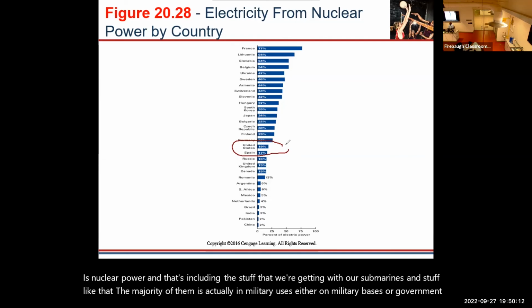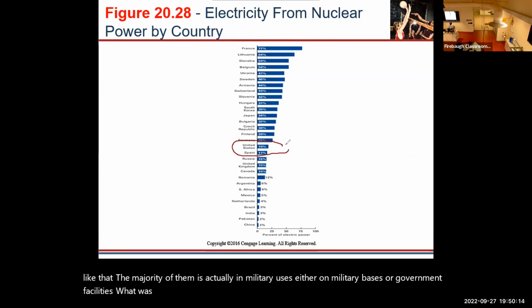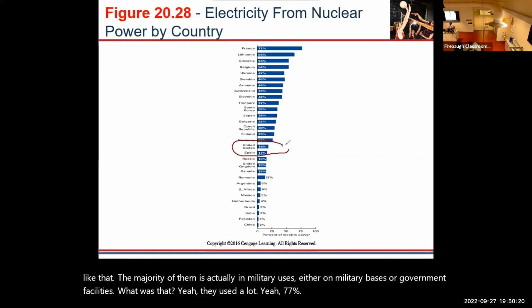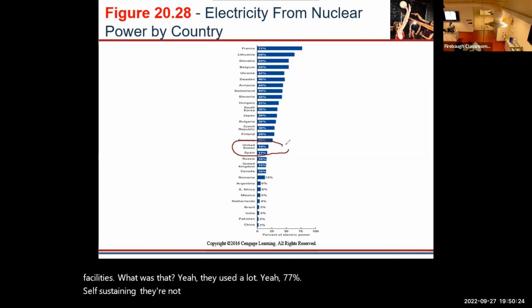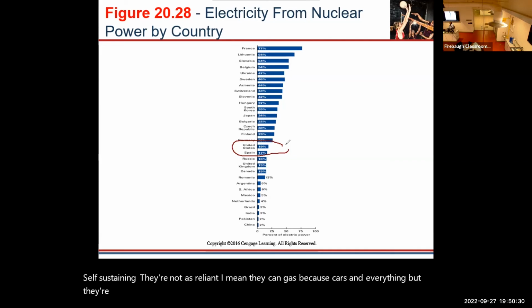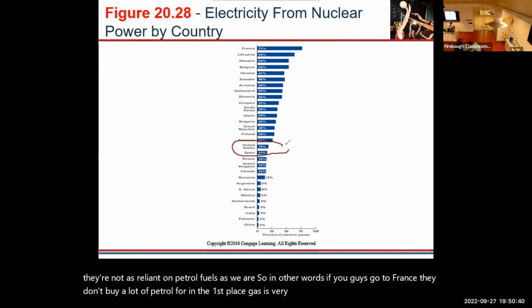Yeah, it's about 77% for France. That country is self-sustaining. They need gas because of cars and everything, but they're not as reliant on petrol. So if you go to France, they don't have a lot of chemicals. Gas is very expensive in Europe.